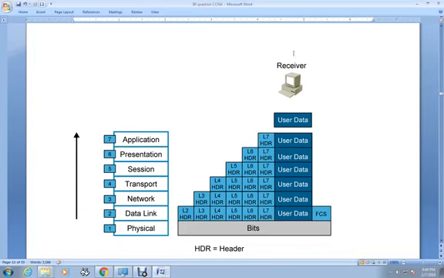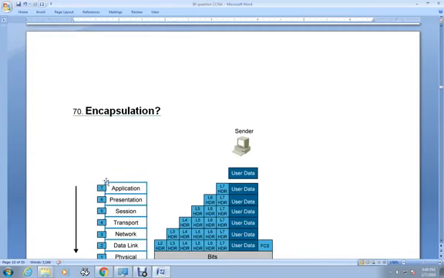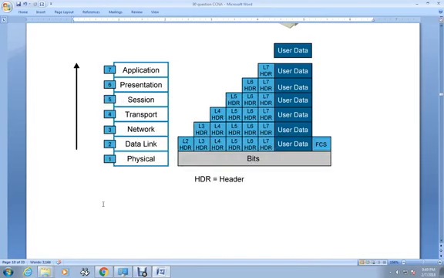Now this is a receiving device, and user data here. So now it will go from the physical layer. It started from the presentation layer, and from here now it will go from the physical layer. So first it will check what it actually is, bits or bytes. For example, it is bits. Now it will go to the data link layer. Here it will remove one layer, this one.